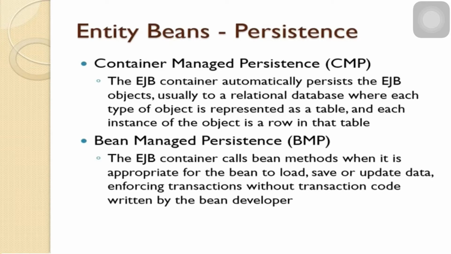So we can see the first is called CMP. CMP means the container is responsible for managing the persistence. Bean managed persistence means the bean itself is responsible for the persistence. So we can see that for the CMP, the EJB container persists the EJB objects.